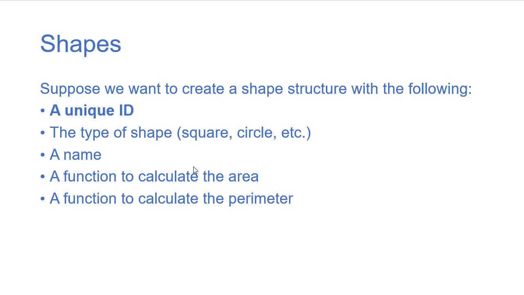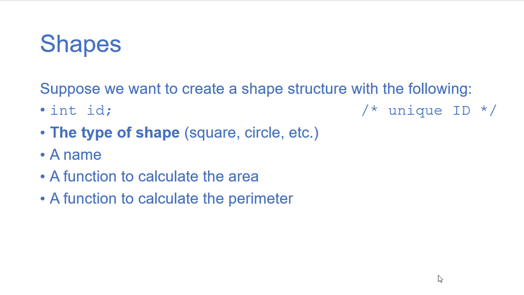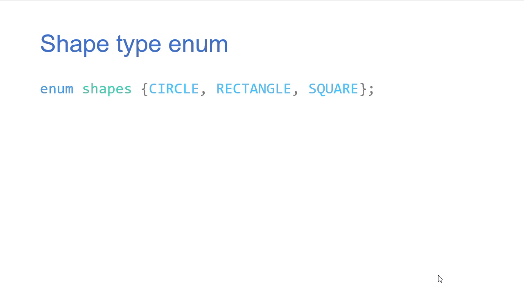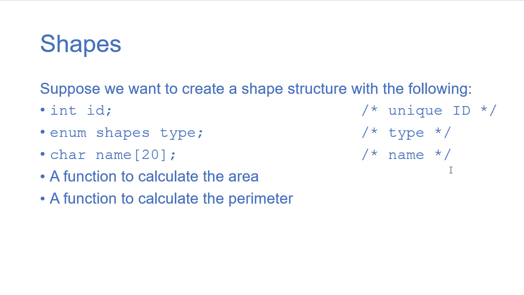We're going to need some information that's common to all shapes. So we're going to give each shape a unique ID. That's just an integer. That way we'll just use it to keep track of the shapes. Each shape will have a type, a circle, a square, a rectangle, triangle, etc. And for that, we'll create an enum where we include a list of all the different types of shapes that we're going to implement in this enum. So the name of the shape will be a string.